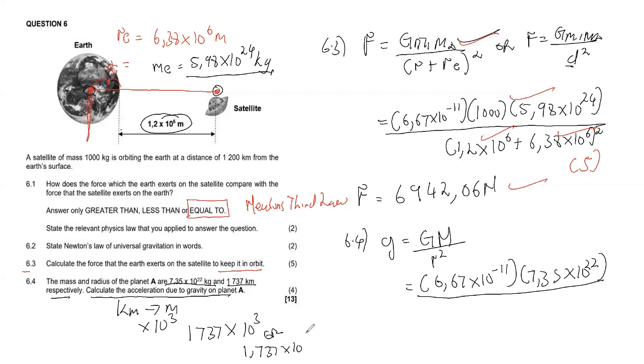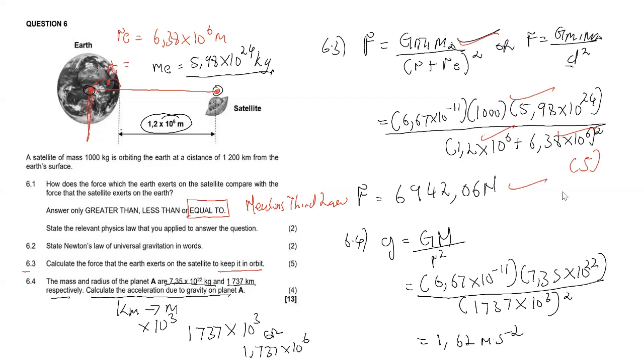1.737 times 10 to the exponent of 6. So 1.737 times 10 to the exponent of 6 is the same as 1,737 times 10 to the exponent of 3. So do not be confused. But then remember, this should be squared. Now at this point, you just want to punch all this into your calculator, and then you have your gravitational acceleration as 1.62 meters per second squared, right?